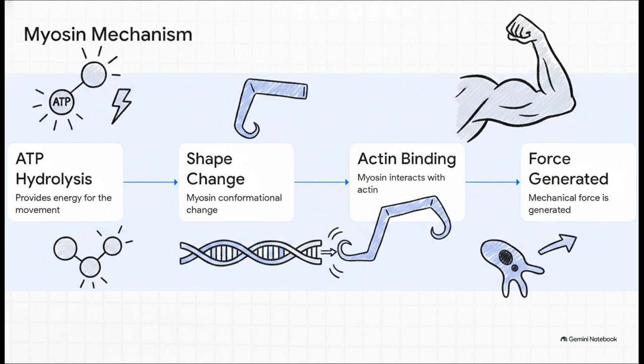That energy then causes the myosin protein to undergo a physical shape change. We call that a conformational change. Because of this new shape, the myosin can interact with and physically grab onto the actin filament, and finally, step 4, it flexes, which generates mechanical force. So imagine multiplying this tiny microscopic flexing by billions of myosin proteins all working in perfect unison, and boom, you get the exact force required to contract your bicep.